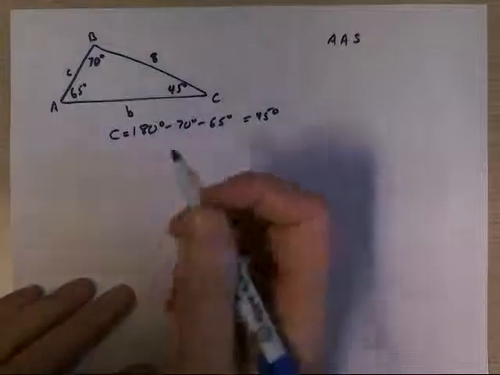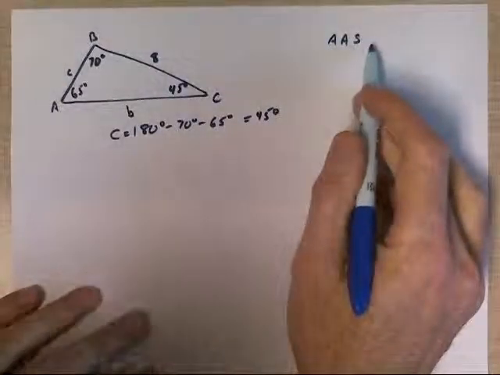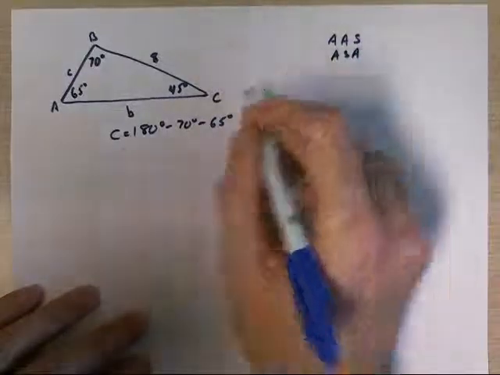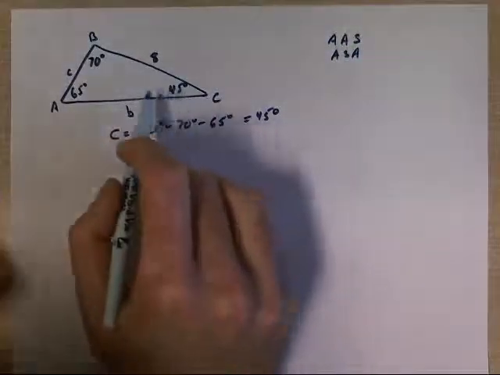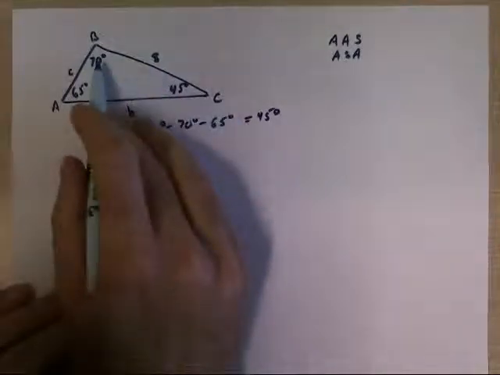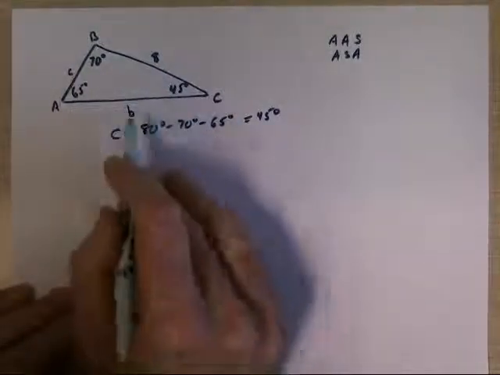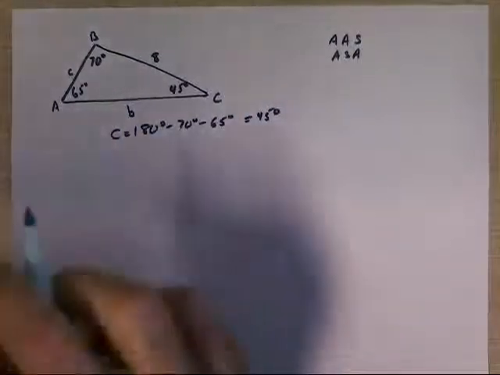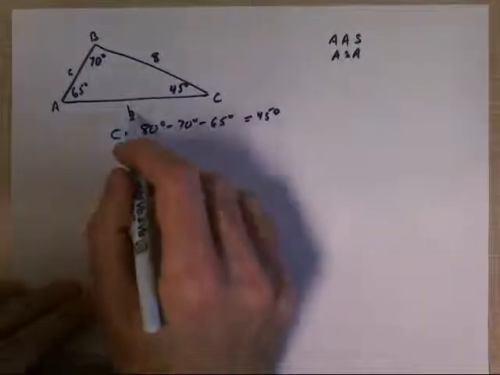So in some ways, angle, angle, side is very much the same as what I would call angle, side, angle, because I never use the 8 here. So whether I had these two angles or those two angles, I've got all three angles. Okay. So this calculation didn't really use the side. Now I'm going to use the side to find these other two sides.